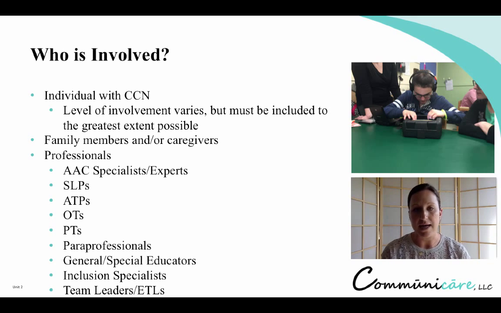So you would need an AAC specialist or expert specializing in augmentative communication who can make an unbiased decision about what AAC tools or systems to recommend. You also need to involve the speech-language pathologist, especially if that is not the same person as the AAC specialist, assistive tech practitioners, occupational therapists, physical therapists, paraprofessionals, the general or special education teacher, inclusion specialist, team leaders. All or any of those members can be involved.